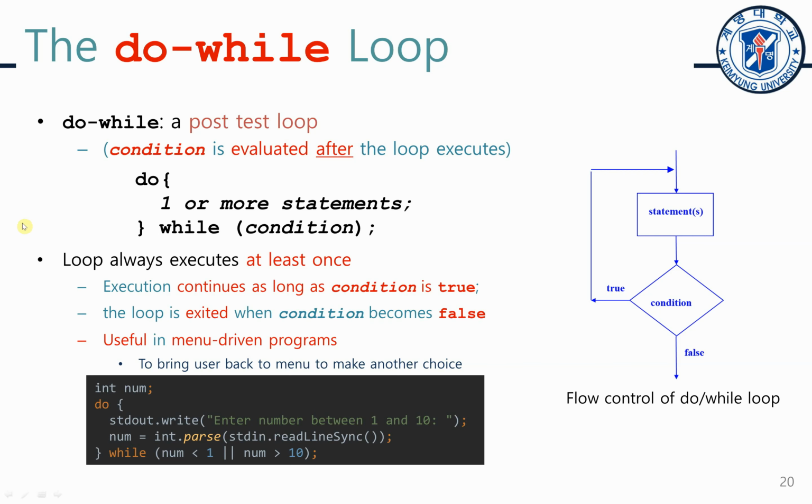This is the format of the do while loop. You do one or more statements, and then you test whether the condition is true or false. At least once the condition will be checked. This is the flow control of the do while loop. The statement will be executed, and then we check the condition. If the condition is true, then we'll execute and check again. If the condition is false, we'll go out. So this is how it goes.